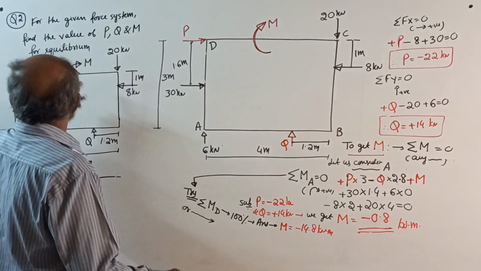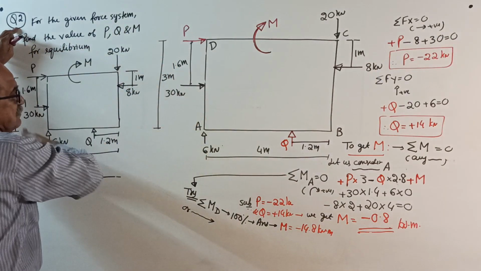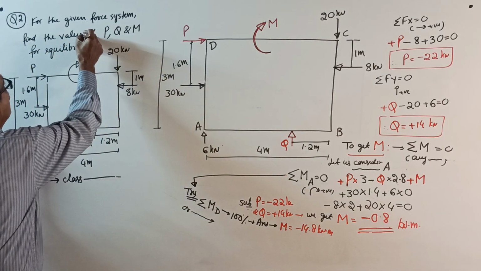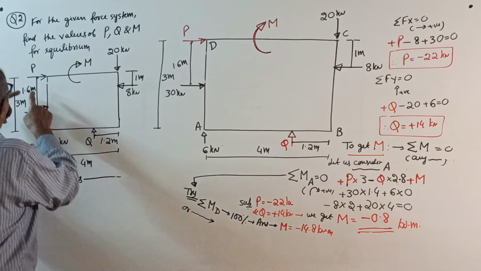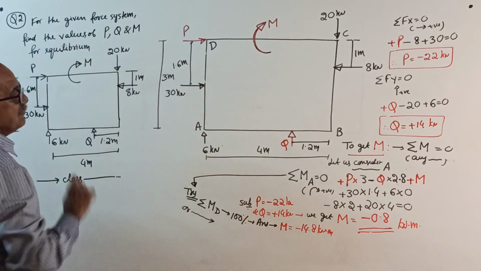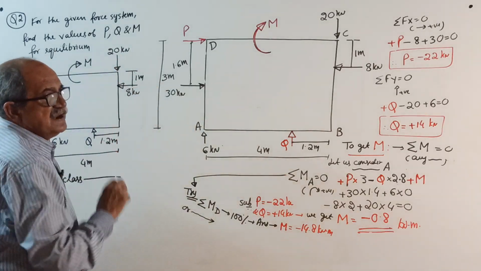Okay, start. For the given force system, they are not telling coplanar, but by looking at the system, you can make out. Find the values of P, Q and M for equilibrium. All loads are given in kilonewton, distance in meter.